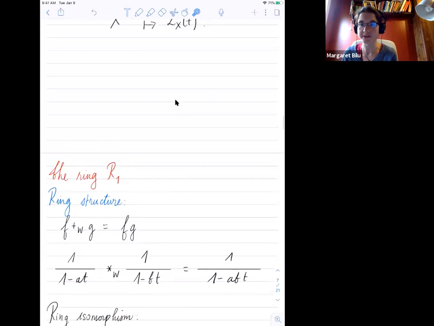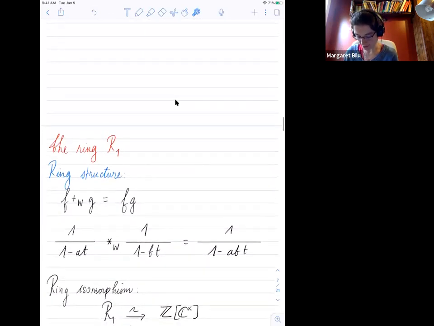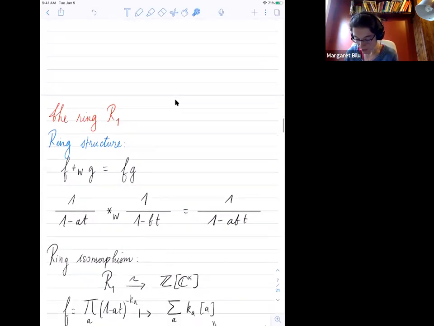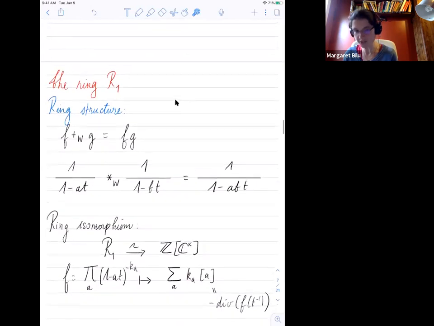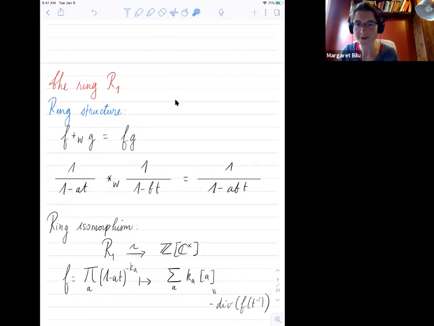Another way of viewing this is via the following, which is going to be a ring isomorphism. I have a ring isomorphism between my ring R1 of rational functions with value 1 at 0, and the group ring of C star, the non-zero complex numbers. In the following way, I send a rational function, which I can always write like this, to its kind of divisor. It's a little more complicated than its divisor: it's actually minus the divisor of F(T^-1), because of the way we've normalized things, which is for technical reasons. But essentially, if you associate the function to its twisted divisor, then the multiplication here corresponds to the usual multiplication in this group ring. So that's why A times B here is just AB.